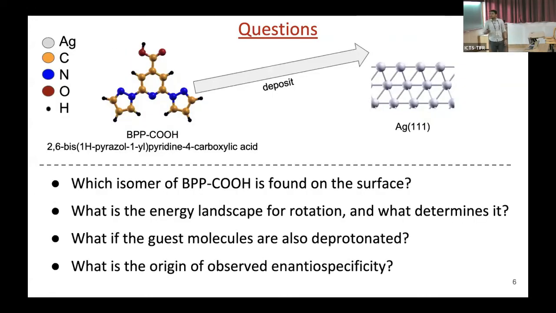This is the BPP-COOH molecule, which has been deposited on a silver 111 surface, and it has been annealed by heating to 373 Kelvin. When annealed, it has formed this kind of pattern, which I showed in the previous slide. So the questions are: which isomer of BPP-COOH is found on the surface? What is the energy landscape for rotation of the guest molecules? And what determines this energy landscape? And what if the guest molecules also get deprotonated, which is a good question. And the final thing is, our experimental collaborators have seen the enantioselectivity of those guest molecules, so the origin of the enantiospecificity of the guest molecules.